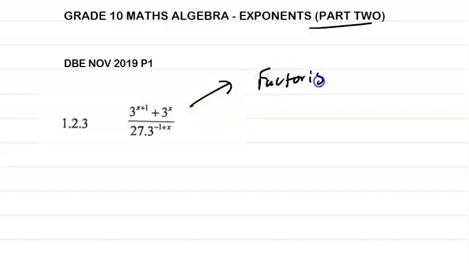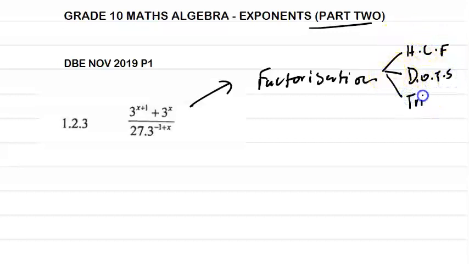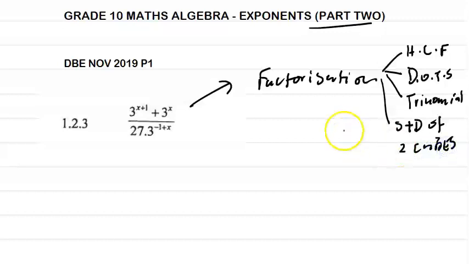factorization. Now remember that in Grade 10, factorization is a very important part of Term 1 work. You learn how to remove a highest common factor, you learn difference of two squares, we learn about how to factorize a quadratic trinomial, and also we look at sum and difference of two cubes. Now, if you haven't already looked at the videos on factorization, go and look at factorization because that's very important.